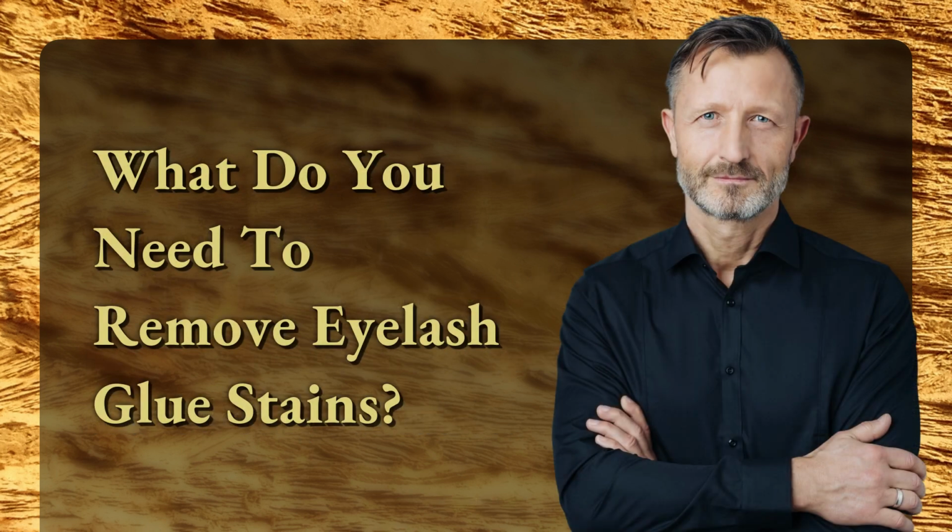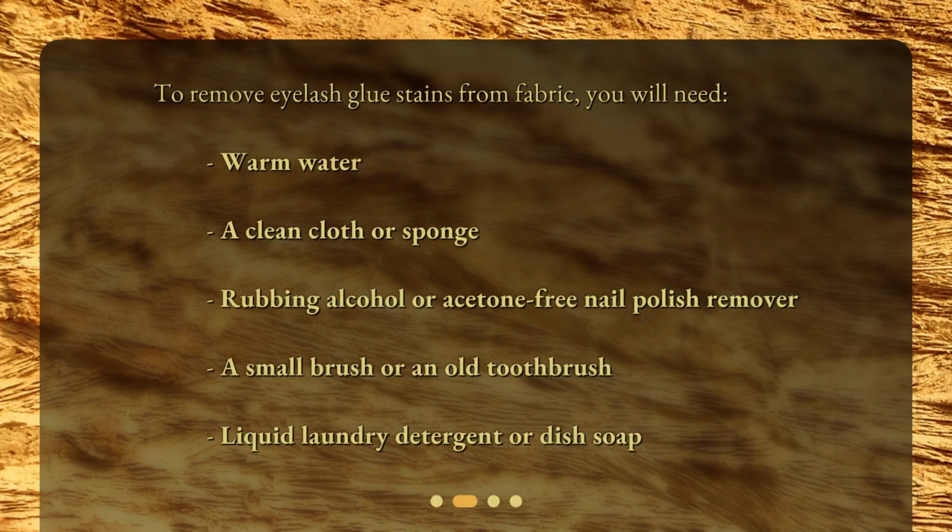What do you need to remove eyelash glue stains? To remove eyelash glue stains from fabric, you will need warm water, a clean cloth or sponge, rubbing alcohol or acetone-free nail polish remover, a small brush or an old toothbrush, liquid laundry detergent or dish soap.